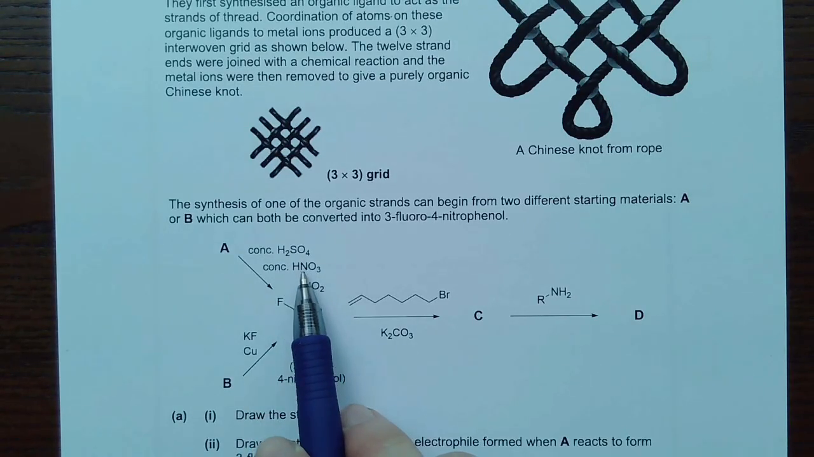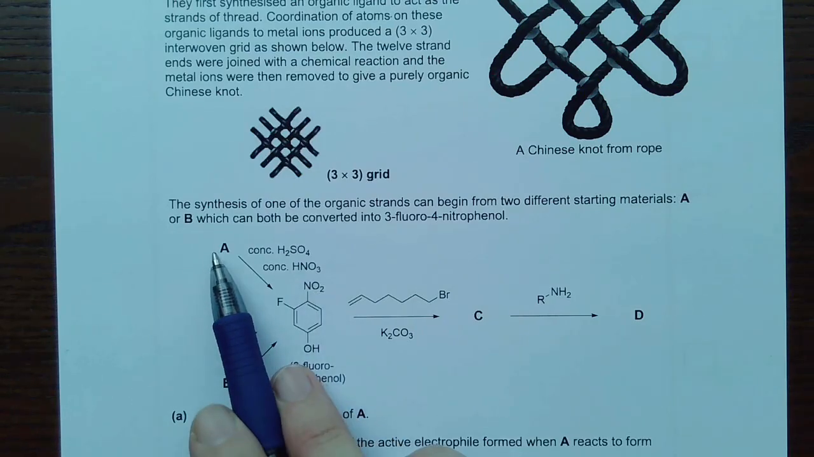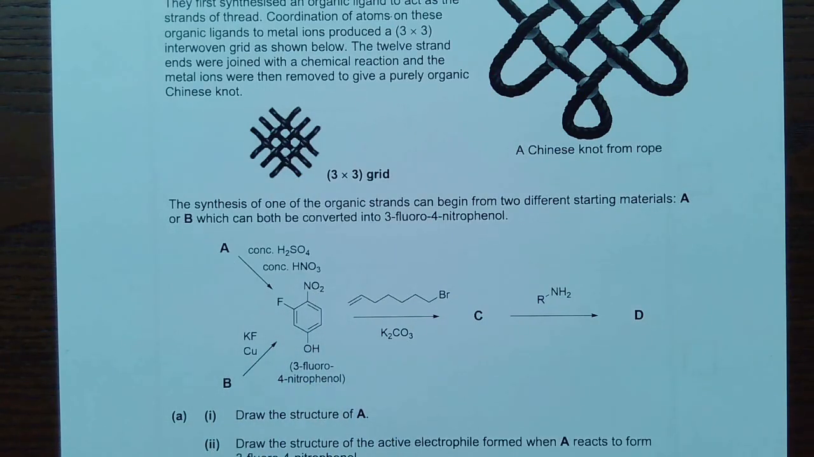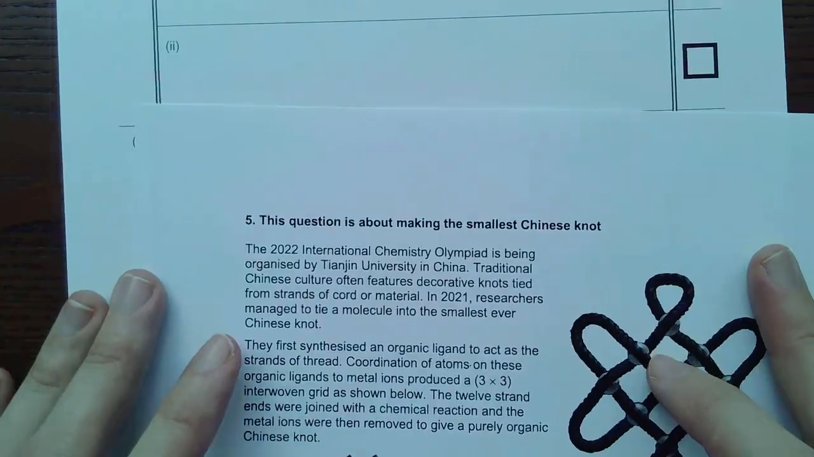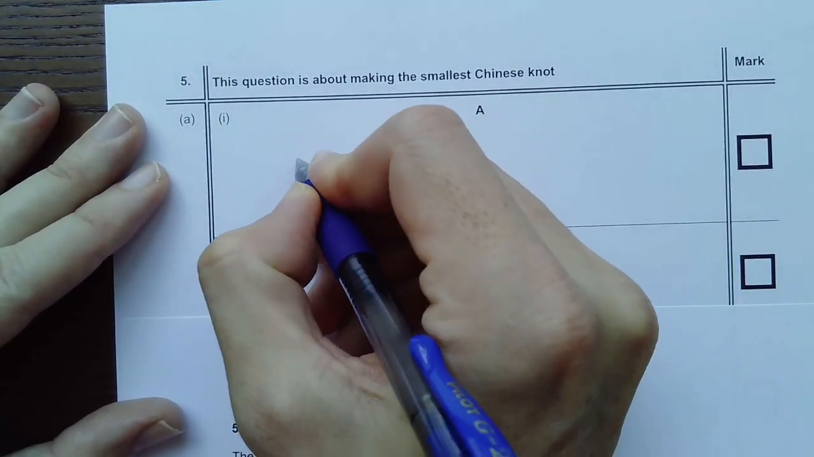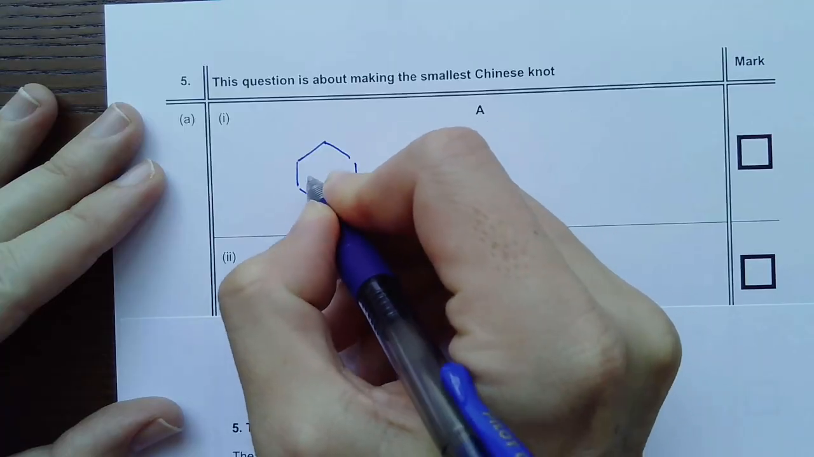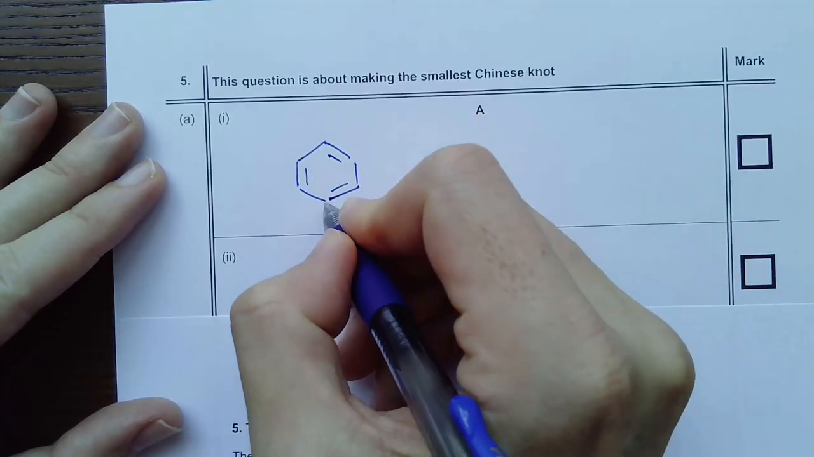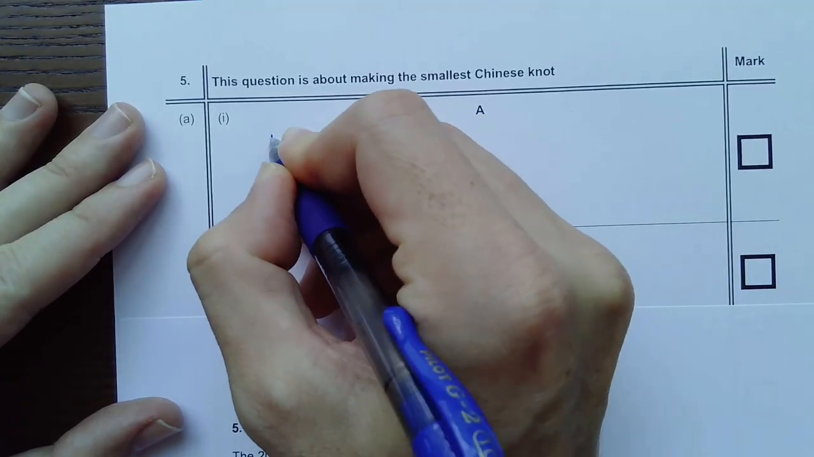Okay, so you should know that this is the nitration of aromatic rings. So basically these two here are going to put on this NO2 group. So A is just going to be this without the NO2 group. That's just something you need to know. It comes up all the time. So definitely worth just being aware of that for the free mark in the back pocket.